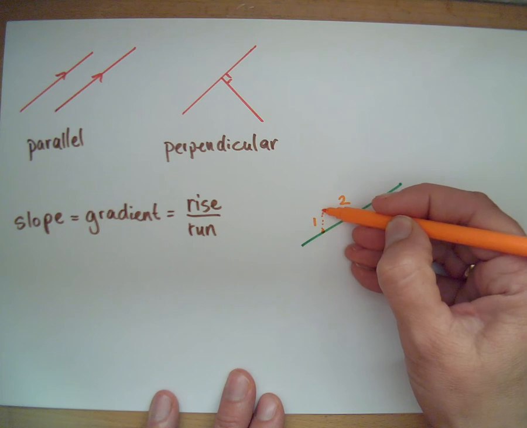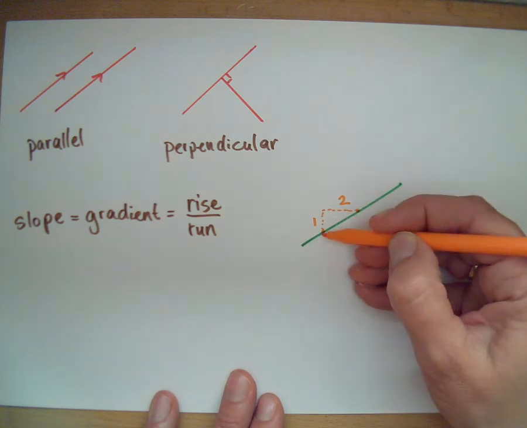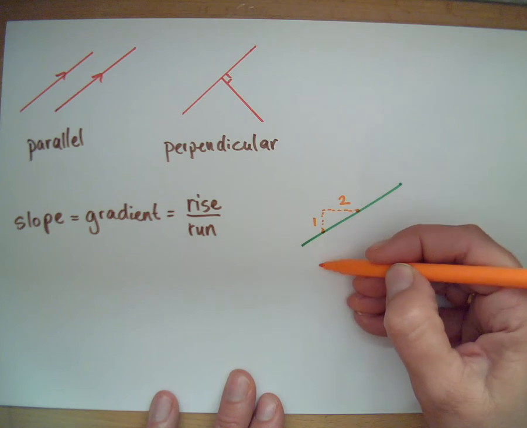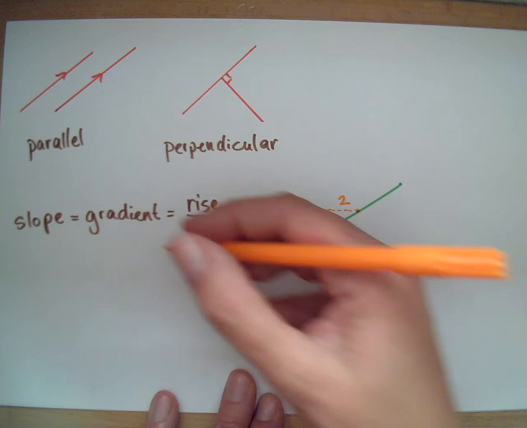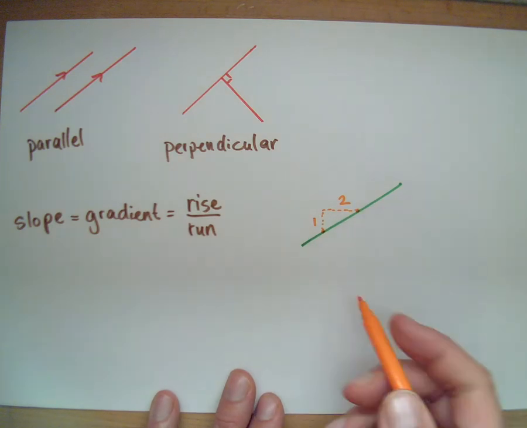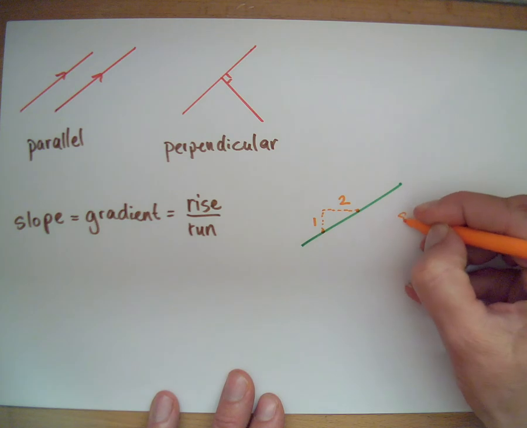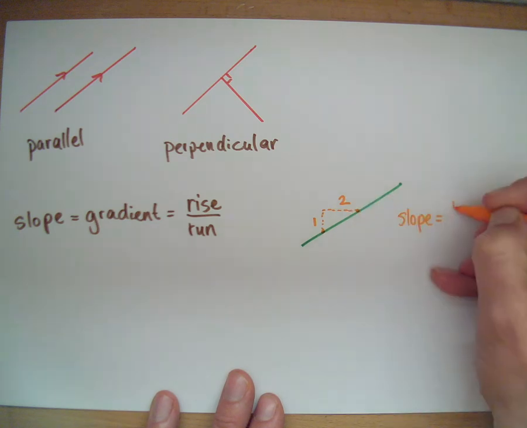The rise is up, so it's positive. The run is towards the right, so it's positive. If the rise goes down, it would be negative. If the run went to the left, it would be negative. Here we have a positive slope. Here the slope would be rise of 1 over run of 2, right?